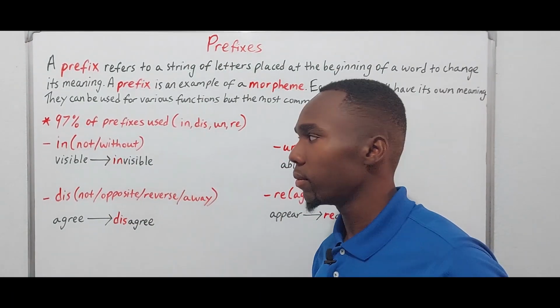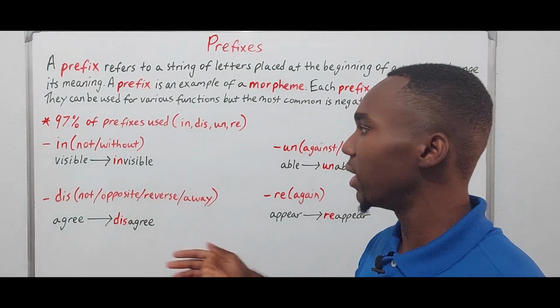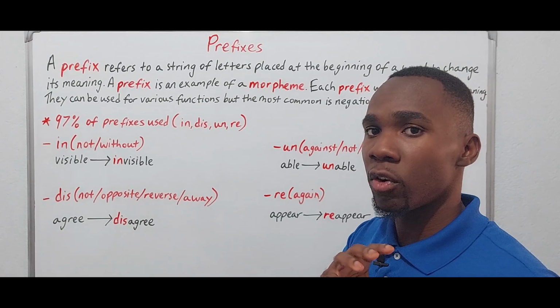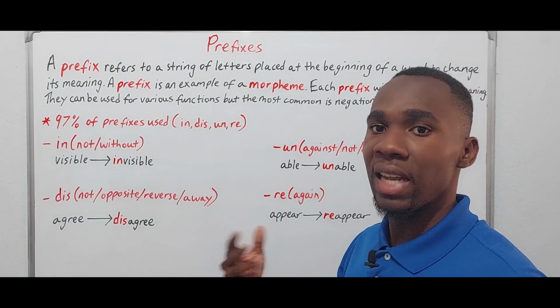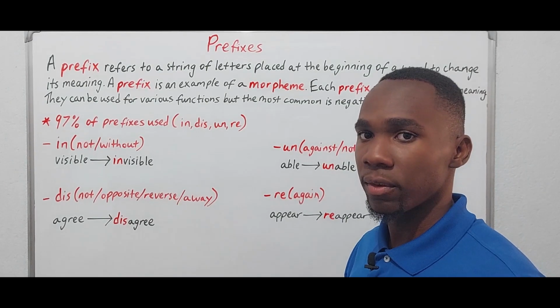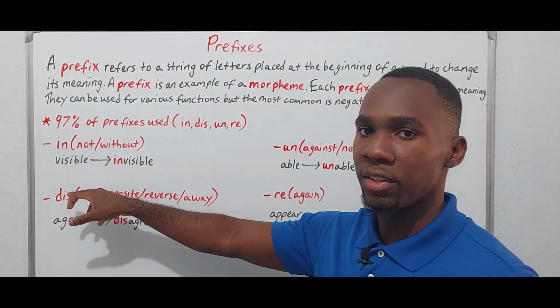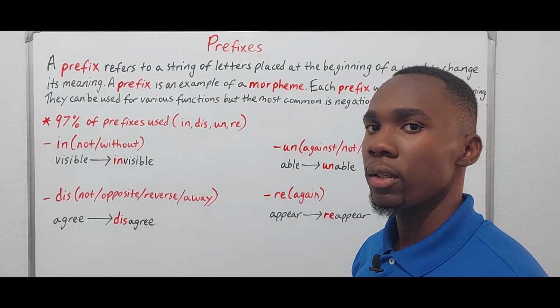So in, as a prefix, means not or without. So we place it before a word. When we place it before a word, it is going to create either the negative or the opposite, right? So visible, invisible, visible, invisible, right? Okay?